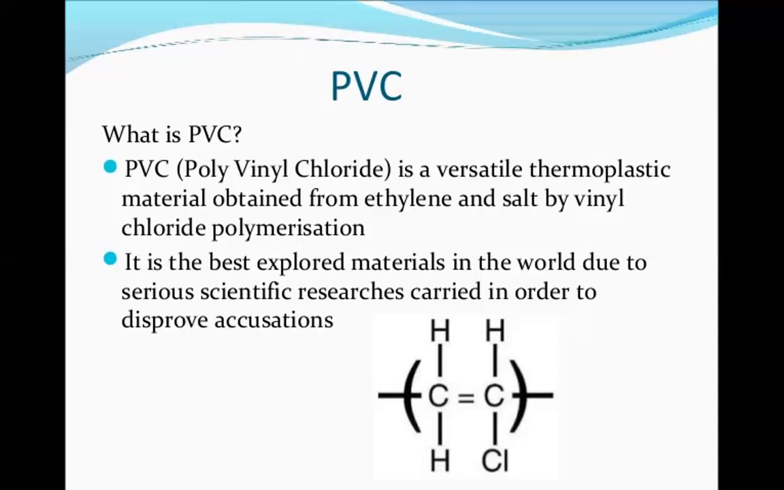It is the best explored material in the world due to the serious scientific research carried out on it. So this is the structure of polyvinyl chloride. This is vinyl chloride. That means if the chloride is attached directly to the carbon-carbon double bond, it is called vinyl chloride. A number of these vinyl chlorides act as monomeric units, which combine together and undergo polymerization and form this polyvinyl chloride structure.